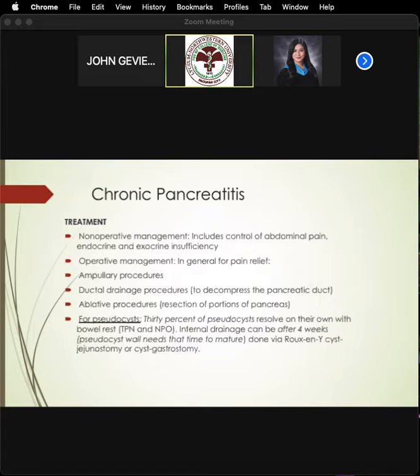most of the time pseudocysts are self-limited. So you don't do surgery within 4 weeks of the pseudocyst because first, it might be a self-limited pseudocyst. Second, the wall of the pseudocyst is not mature enough. If you perform surgery with an immature pseudocyst wall, you will have a leak. If you perform cystogastrostomy or a cystojejunostomy, the wall of the pseudocyst should be matured prior to the procedure. So those are the two reasons why we don't perform surgery within 4 weeks. First, it might be self-limited. Second, the pseudocyst wall is not mature.